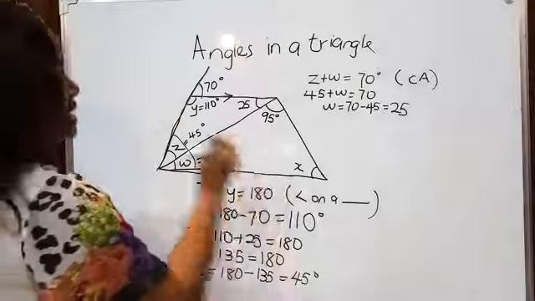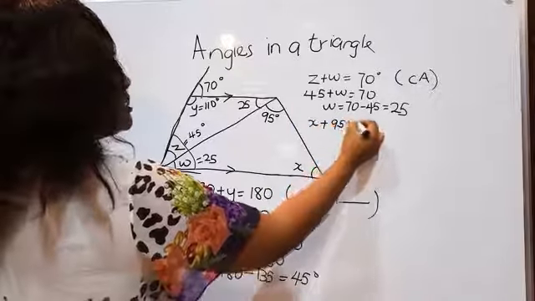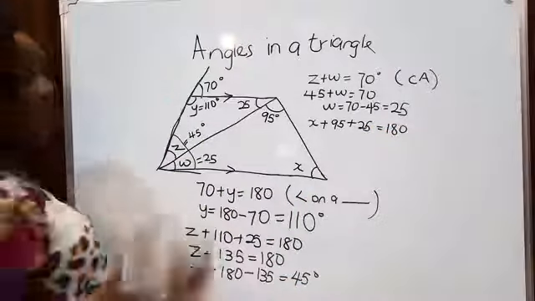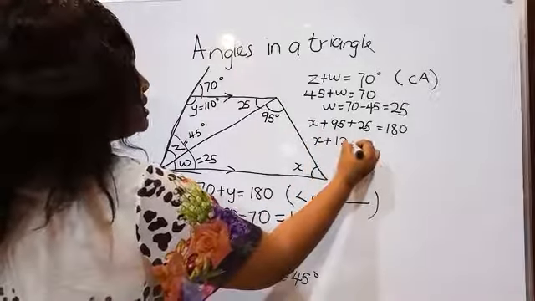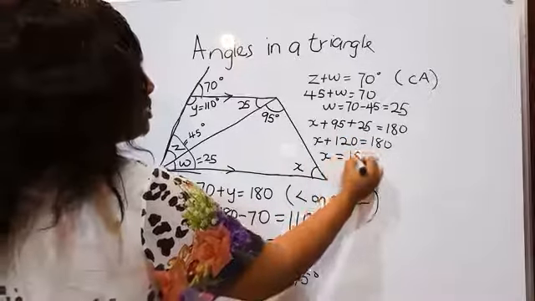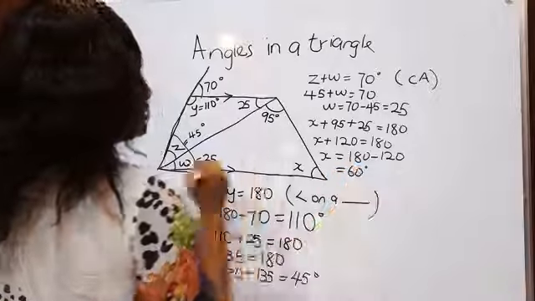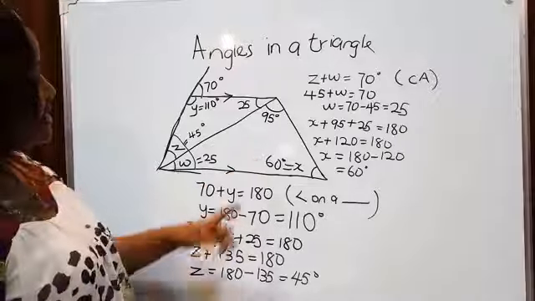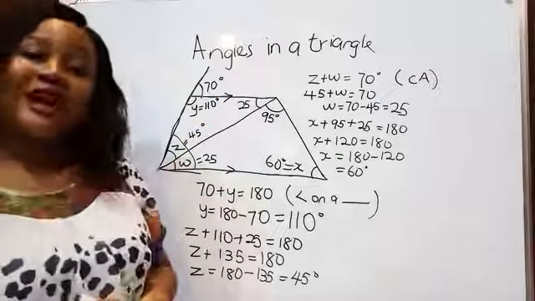So we have x plus 95 plus 25 equals 180. Reason being, sum of angles in a triangle. So you have x plus 120 equals 180, so x equals 180 minus 120, which gives us 60 degrees. And so, my dear friends, these are the angles that we were required to find.